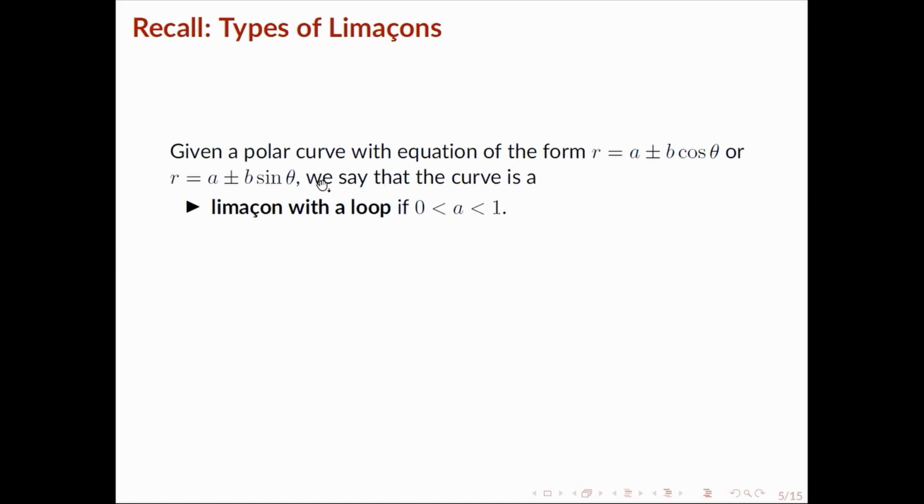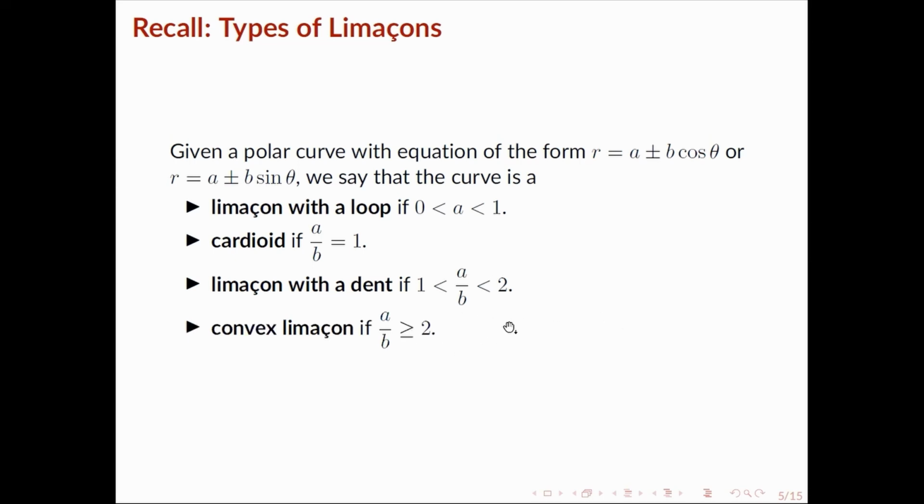Okay, then given a polar curve with an equation of the form r equals a plus or minus b cosine theta, or r equals a plus or minus b sine theta, we say that the curve is a limaçon with a loop if the ratio of a and b is between 0 and 1. It is a cardioid if the ratio of a and b is equal to 1. It is a dimpled limaçon if the ratio of a and b is greater than 1 but less than 2. And it is a convex limaçon if the ratio of a and b is greater than or equal to 2.